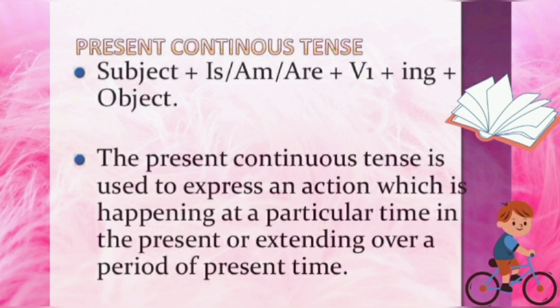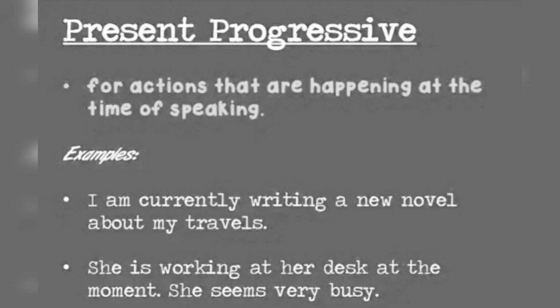Moving on to next tense, present continuous tense. The present continuous tense is used to express an action which is happening at a particular time in the present or extending over a period of present time. Have a look at the examples of present progressive, also known as present continuous tense.